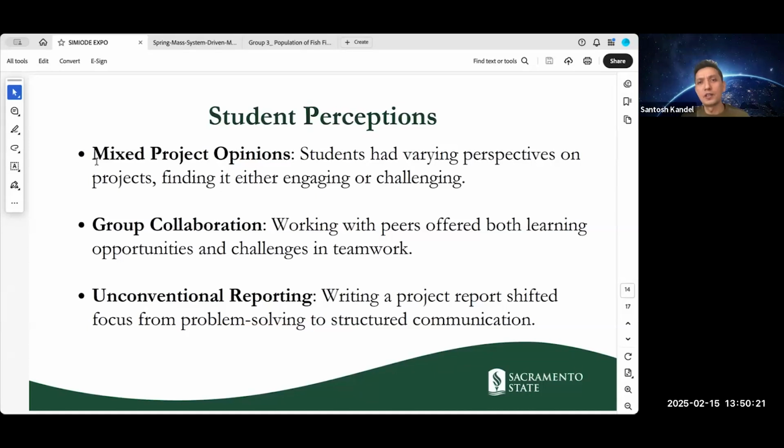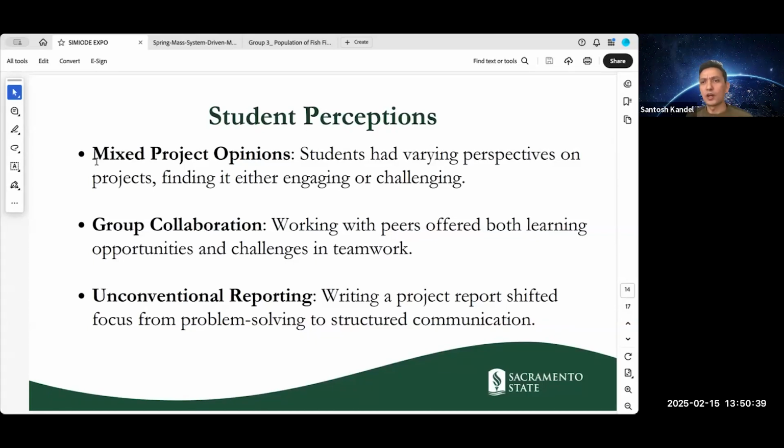Some students thought, okay, these problems are already out there. We are not doing anything new. So it was not that challenging for them, because they are not contributing anything new to the science. So there were different kinds of students, and different opinions from the students.